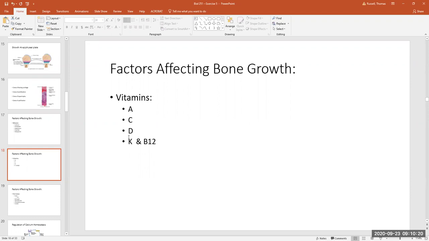So that's just one of its roles. Vitamin D increases our blood calcium levels, as I'll mention again in a minute. And we need the calcium in the blood to go to where the osteoblasts are to make bone for calcification.